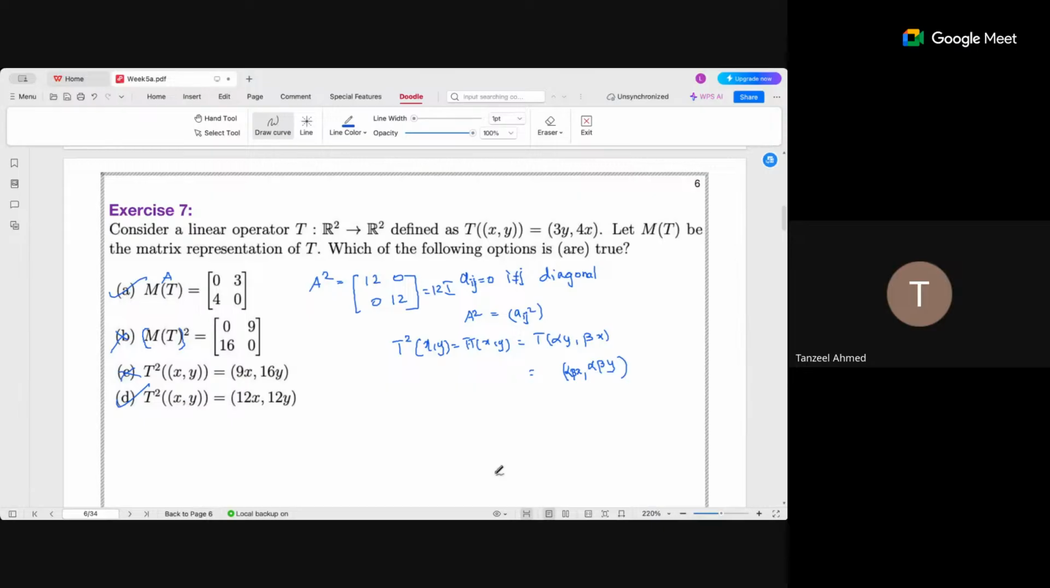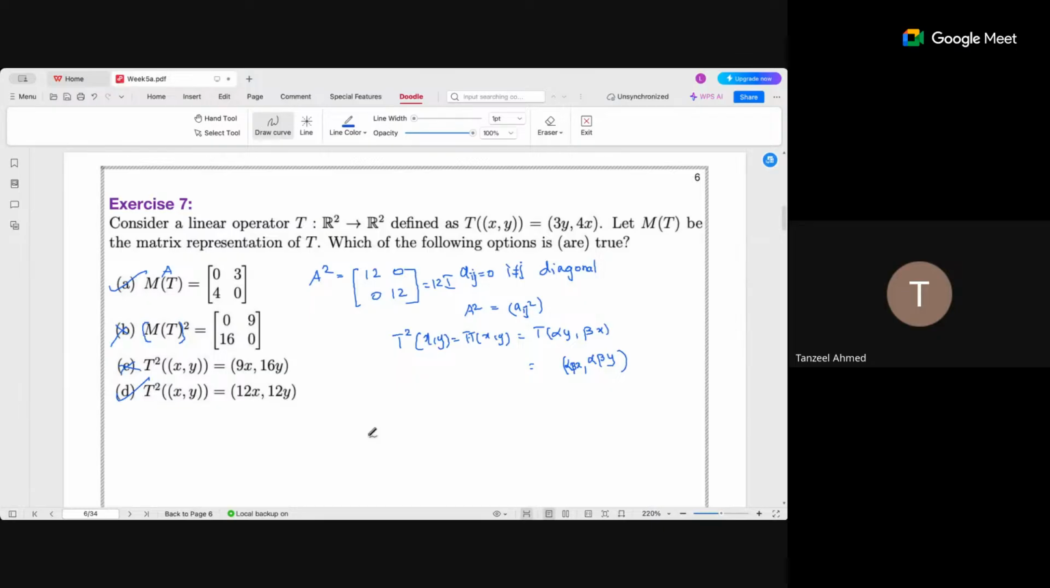Is that correct? Of the non-principal diagonal? Yes, so it will be of this form. So alpha y comma beta x. Okay. So odd powers will take the other diagonal, and even powers will reduce to this scalar matrix.